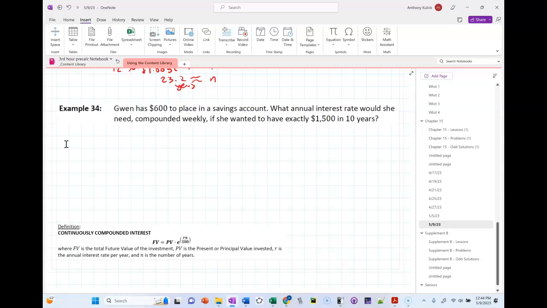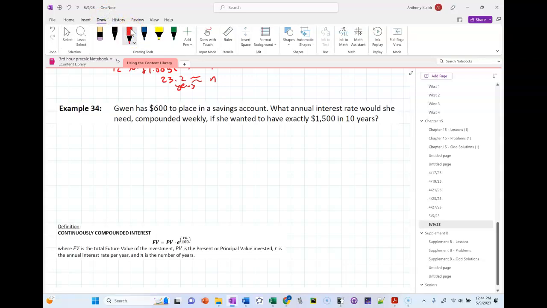Yes, sir. All right, here we go. Gwen has $600 to place in a savings account. What annual interest rate would she need, compounded weekly, if she wanted to have at least $1,500 in 10 years? 52. Yeah. So again, we hear the word compounded in there. So we know we have that, right?